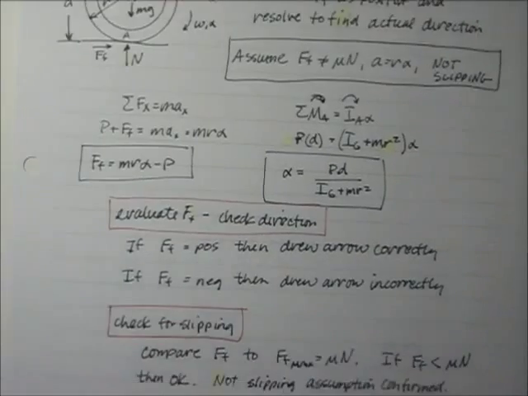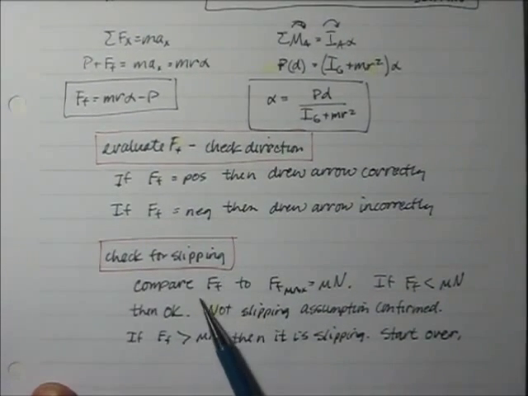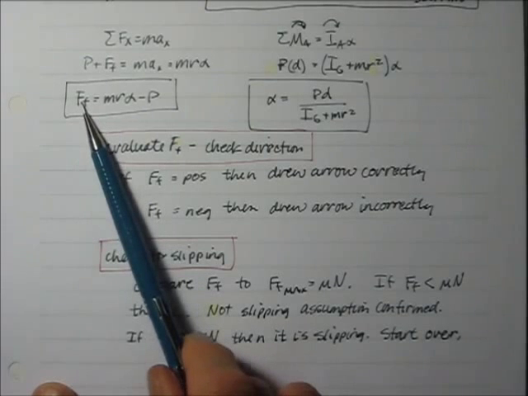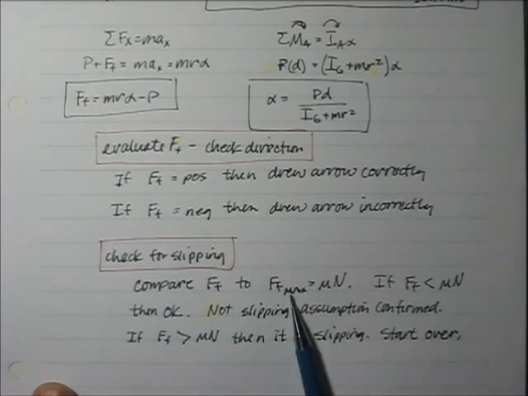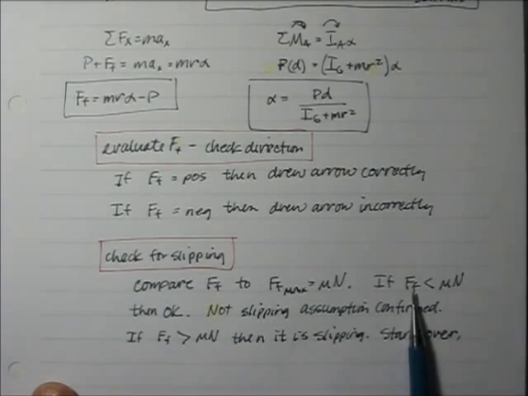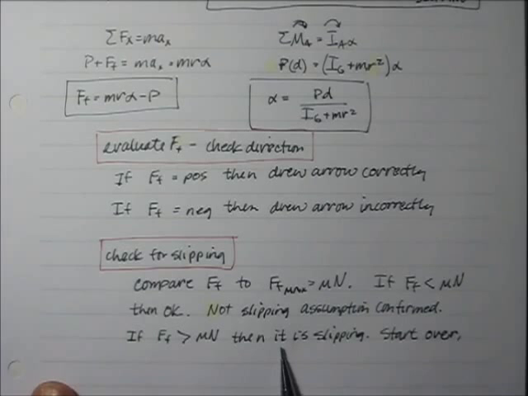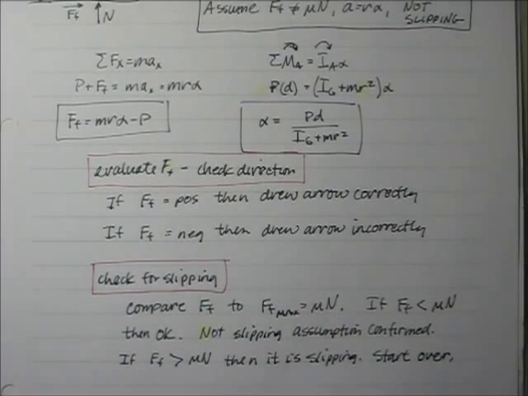Along with that, though, you still have to check for slipping. When you check for slipping, you compare the actual force of friction that you've resolved to the maximum that it can be. The force of friction cannot be greater than mu N. So if the force of friction is less than mu N, then the not slip condition is confirmed and you're okay. However, if the force of friction that you find is greater than mu N, that means it's slipping, and then you have to start all over again, and none of your answers are valid anymore. You have to start over with slipping assumptions. I started this piece with a not slip assumption.